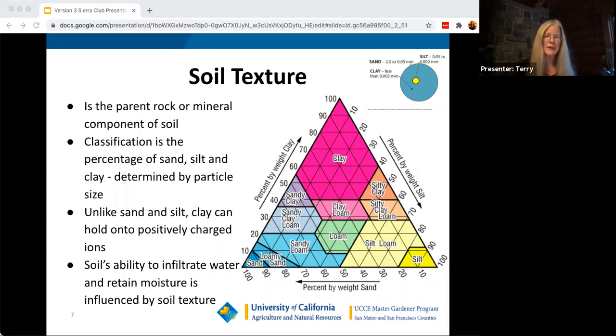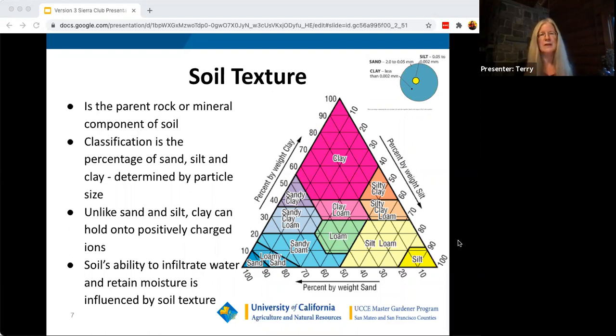The diagram here, you see the percentages on the sides, and you can easily take a quart jar and put in about a cup of your soil and fill it with water, shake it really good till it's all broken up, sit down and let it settle out, and you'll find that the sand will settle out first, then the silt will settle out, and then the clay will settle out. And from there, you can take measurements and get a percentage of your layer of sand, your silt, and clay, and find your soil somewhere on that diagram.